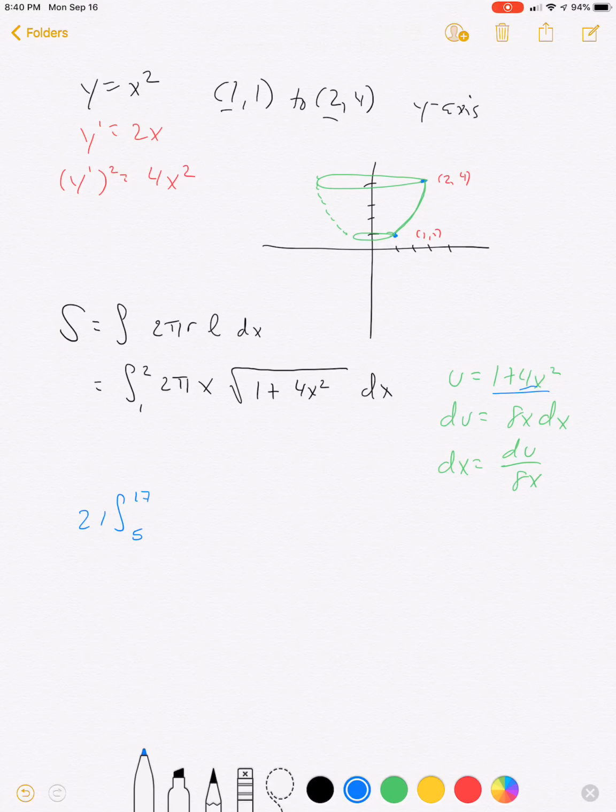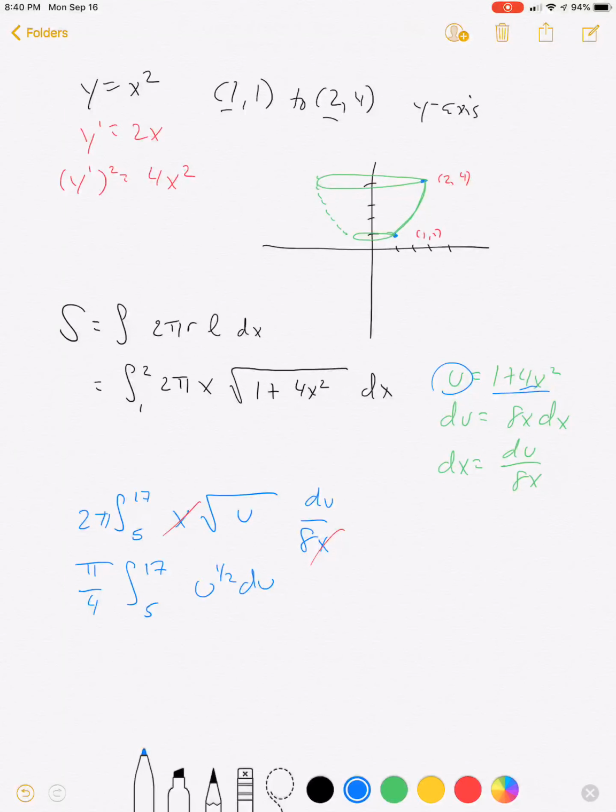The 2 pi can come out to the front. It's a constant. The x is still x. What's under my square root is now u, and my dx is now du over 8x. The nice thing is algebraically, those x's are going to cancel out. The 8, which is in the denominator, comes out to the front as 1/8. So 2 pi times 1/8 simplifies to pi over 4, times the integral from 5 to 17 of the square root of u, which can be written as u to the 1/2.